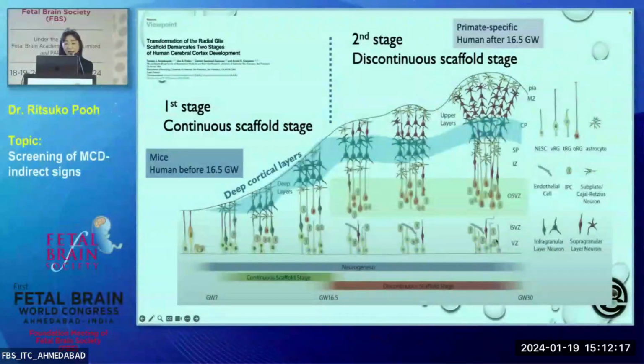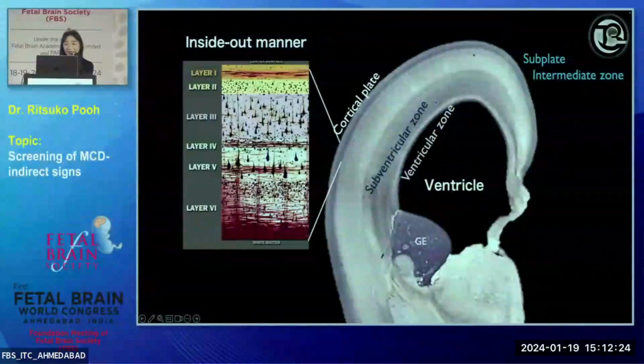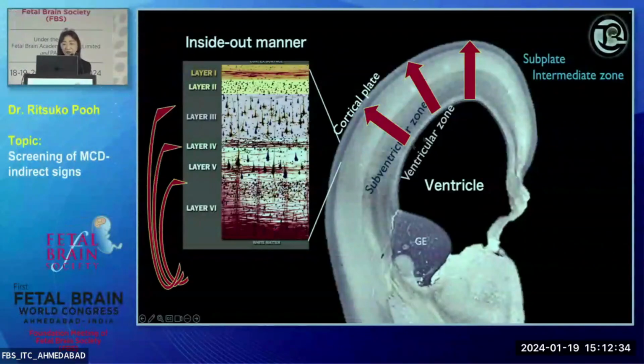There are several layers in the brain. And in a nutshell, the migration is like this. The neuronal cells are born in the ventricular and subventricular zones, and they are migrating to the cortex. And that is the inside-out manner.